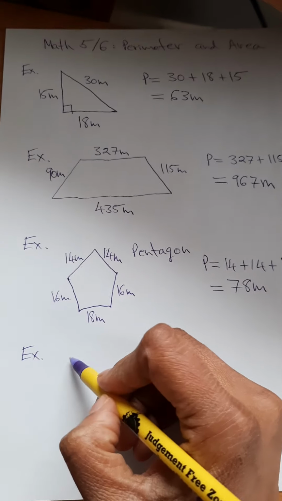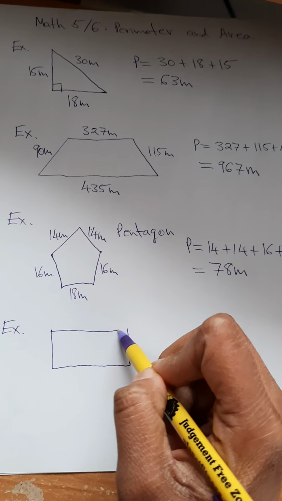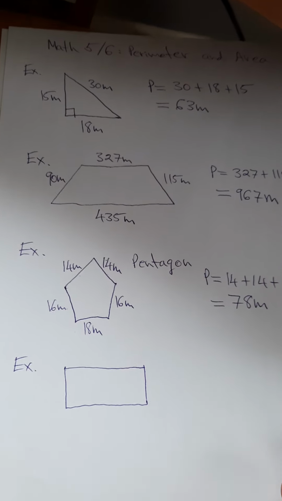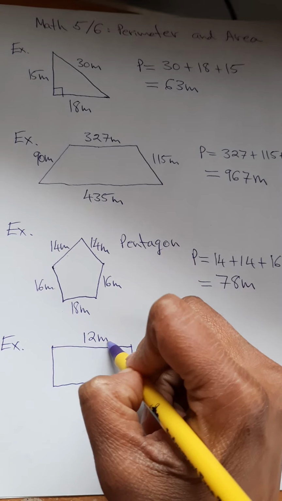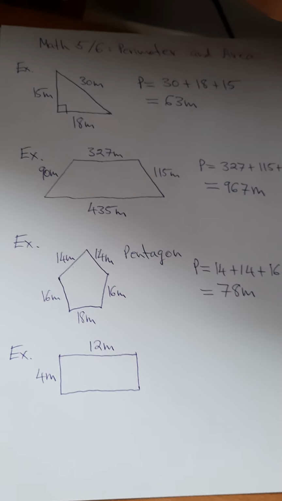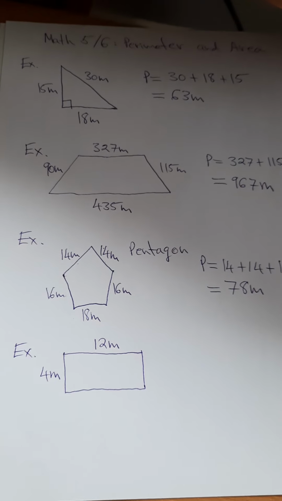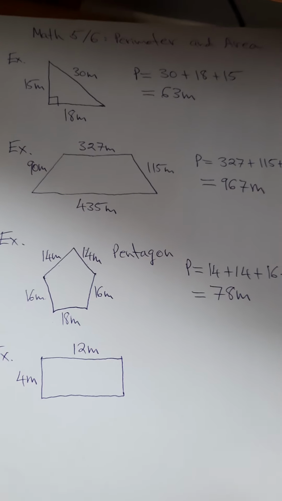This time we're going to try a rectangle. I'm going to draw the rectangle here, and we're going to try the perimeter of the rectangle. Let's do the side, let's do 12 meters, and they say the side is 4 meters. Remember, centimeters is actually a common unit, but we're just going to use meters here for now.